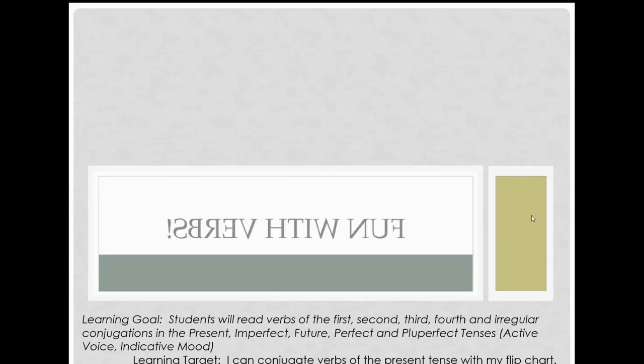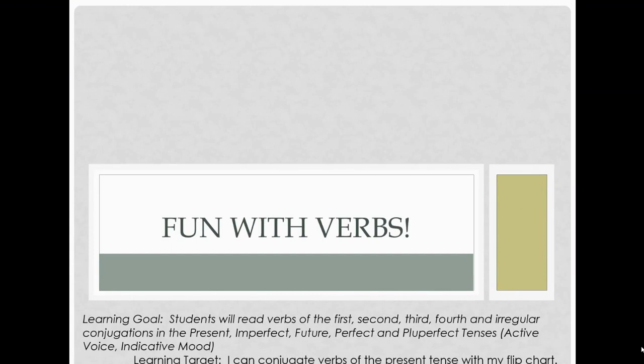Okay. So what we are doing today is learning about verbs. You're going to be building your flip chart with the information about how verbs end, what they look like, etc. This is a tool you'll be able to use during class, during translations, with your tests and assessments up through, after the midterm. So you want to do this well, okay? The learning goal is that students will read verbs of the first, second, third, fourth, and irregular conjugations in all of the different tenses. Don't worry, we're just going to be starting with present tense at this point.